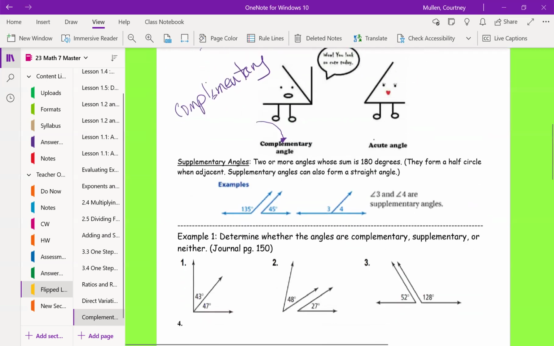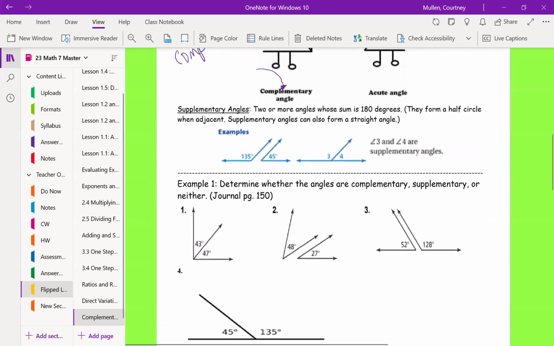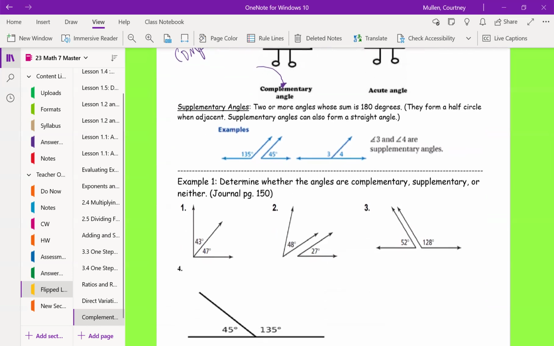And supplementary angles, we have two or more angles whose sum is 180 degrees, and they form a half circle when adjacent. Let's talk about what that means. So first, 135 plus 45, what is that sum? 180. So those are supplementary.